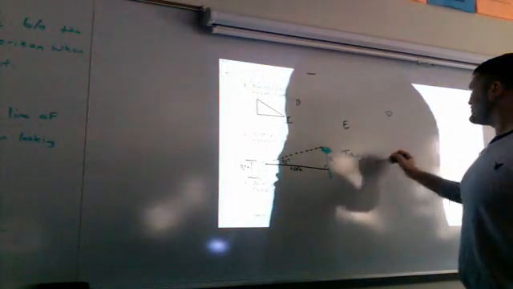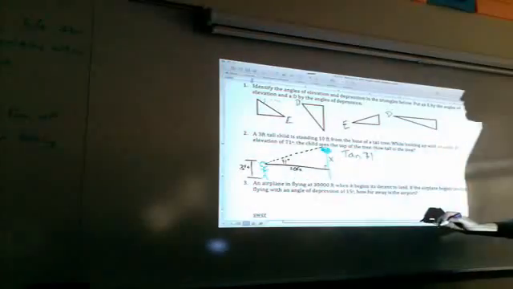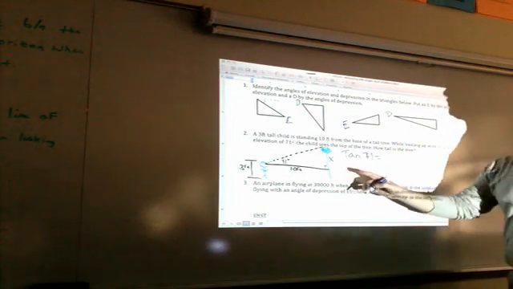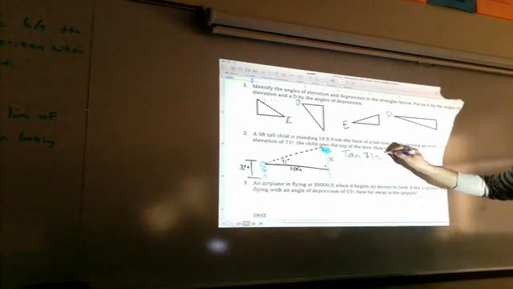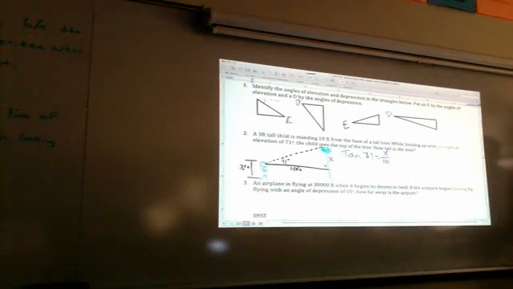I wrote it over here because it got erased when I cleaned the board this weekend. So tan of 71 equals opposite, which is x, over adjacent, which is 10. Good. And then you want to explain?